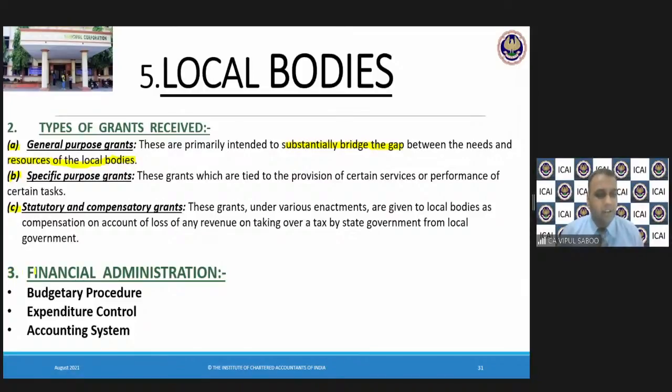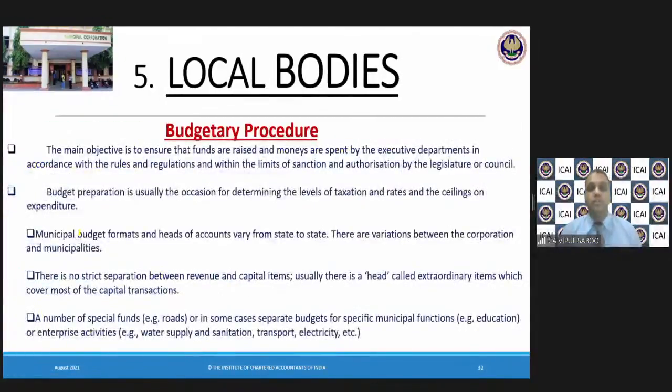It's completely fine. Okay, so general purpose grant, specific purpose grant, and statutory and compensatory grants. Financial administration. So the financial part, how do they administer the municipal councils, the corporations, the local bodies? There is budgetary procedure. You have to prepare the budgets, then expenditure control, then accounting system, right? Budgetary procedure. What is budget? How much funds do you need? How much do you expect that you will be getting through local taxes, local fees, license fee, etc.?